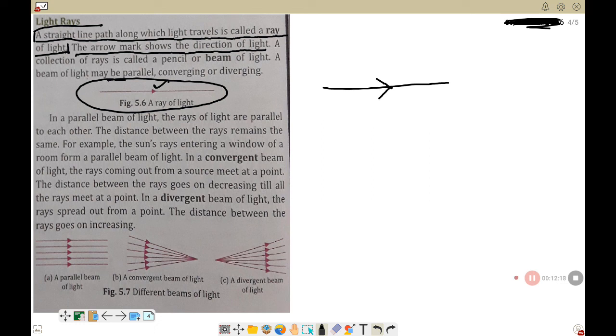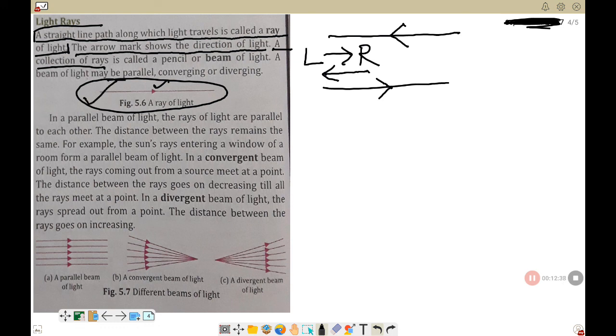So this mark means the direction of the light. So here you can see the light is traveling from left to right. Understand? But if you have a ray of light which has the arrow like this, it means that the light ray is traveling from the right side to the left side. Understand?